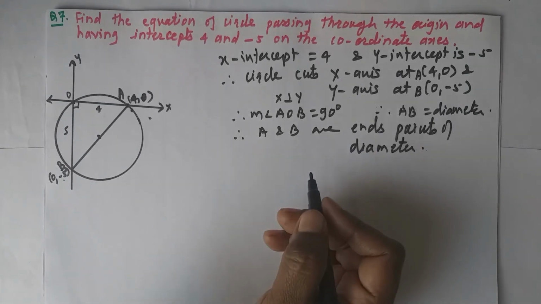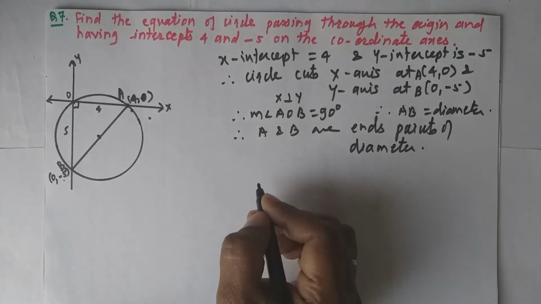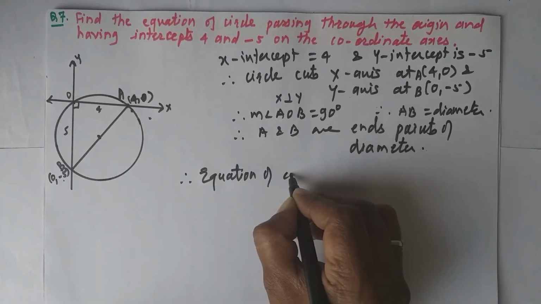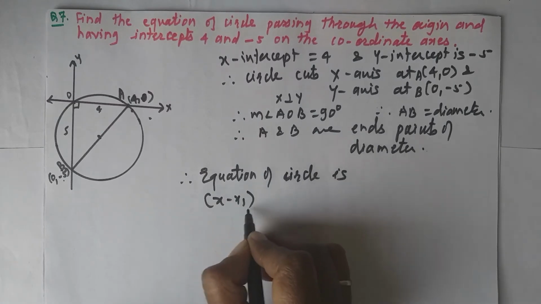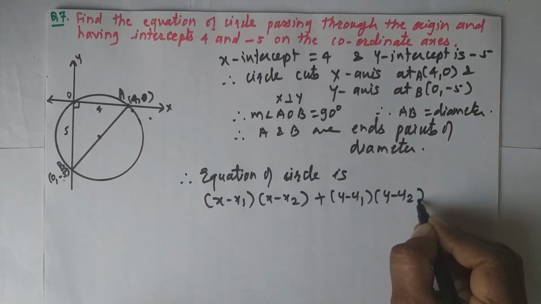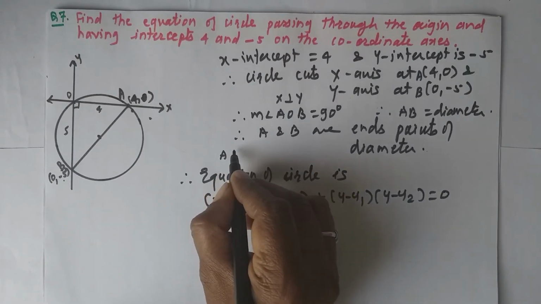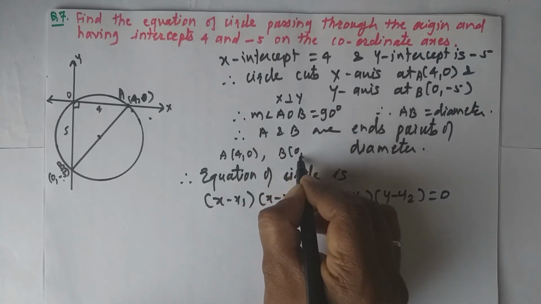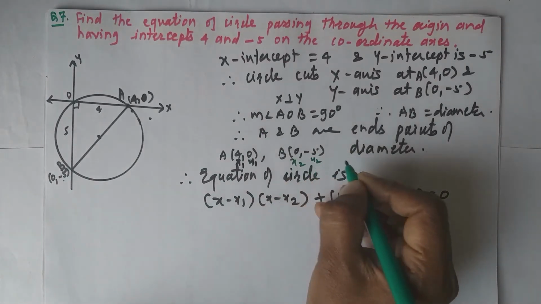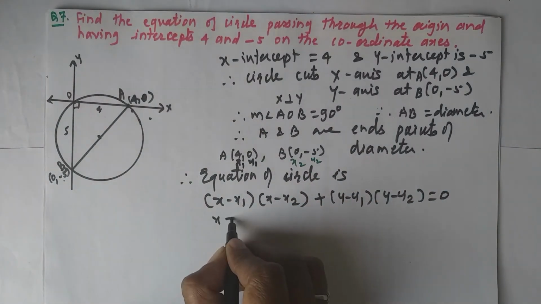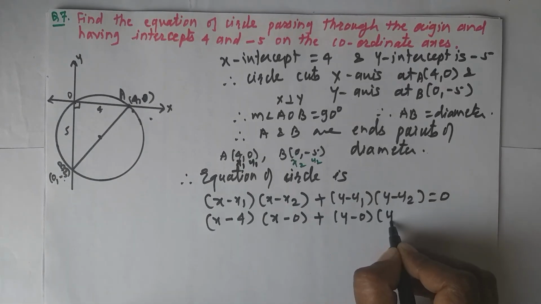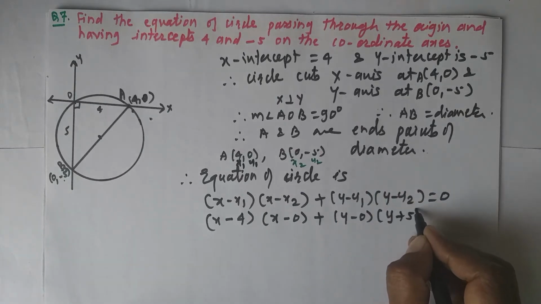Here we know the endpoints of the diameter of the circle, so it is very easy to find the equation of the circle using the diameter form. Therefore the equation of the circle is (x - x1)(x - x2) + (y - y1)(y - y2) = 0. Here point A is (4, 0), B is (0, -5). Suppose this is (x1, y1) and this point is (x2, y2). Okay, now keep the values: (x - 4)(x - 0) + (y - 0)(y - (-5)), means plus 5. Now simplify this.